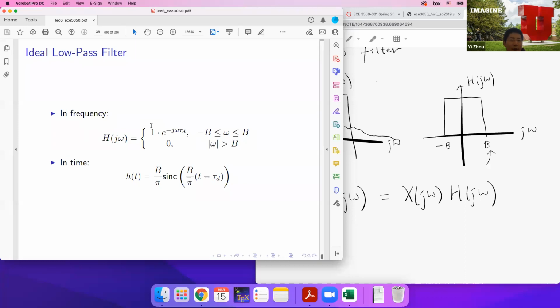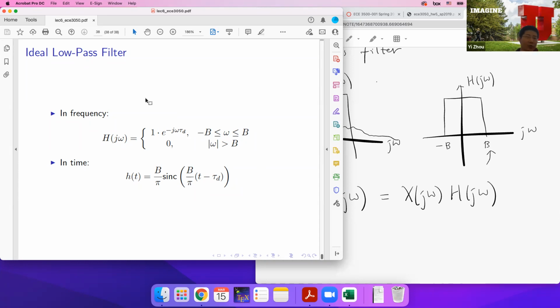Or you can say that, from that table, we know that 1 corresponds to this sinc type of function without this delay. And then by the time shifting property, introducing such a time shift will result in a phase shift in the frequency domain. So this is why we have tau d as the time shift in the time domain.